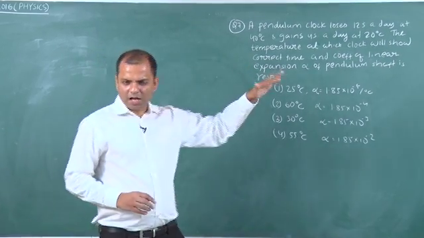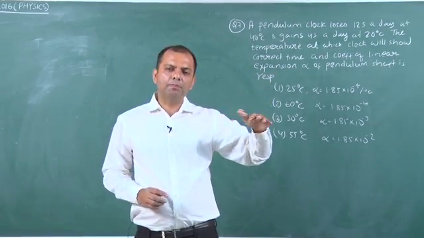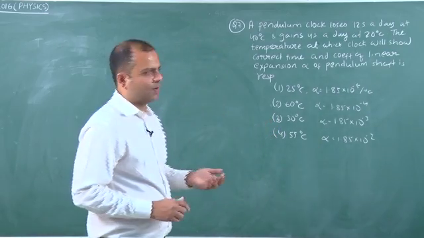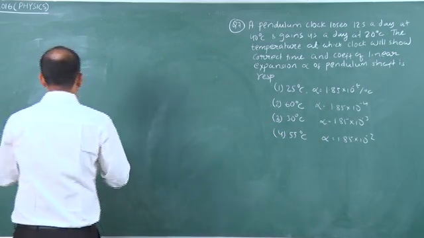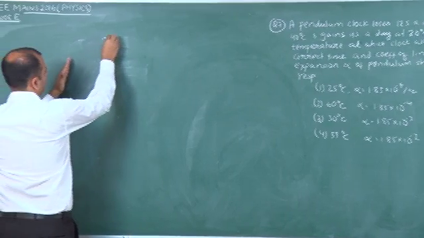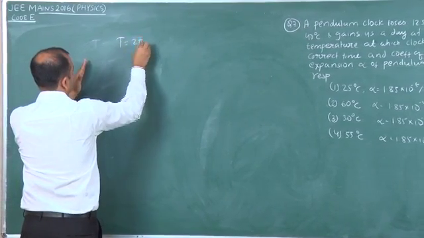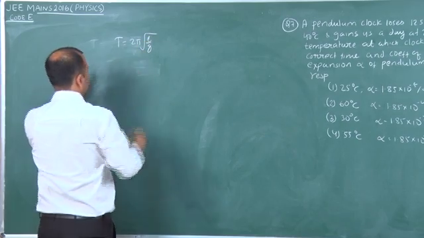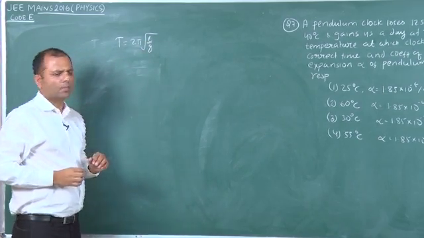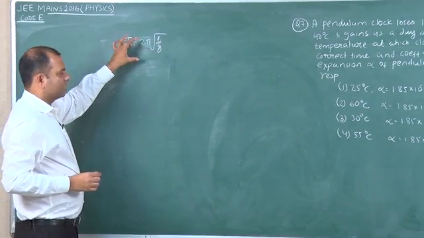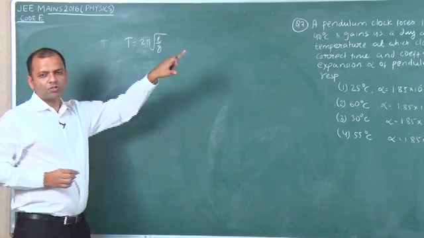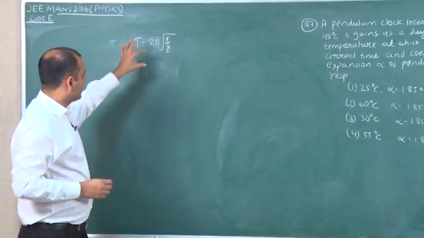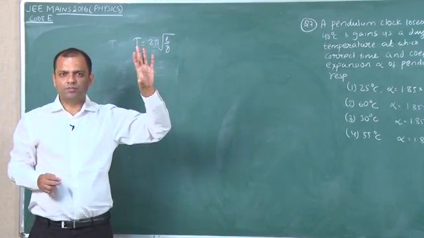Now, obviously the examiner is asking you to find the temperature at which the clock will keep correct time and the coefficient of thermal expansion. T equal to 2 pi under root L by g. All of you are aware of this formula for calculation of time period of a simple pendulum. Now, in this question, L is varying because of different temperatures. At different temperatures length will be different, but as far as g is concerned, it is a constant.